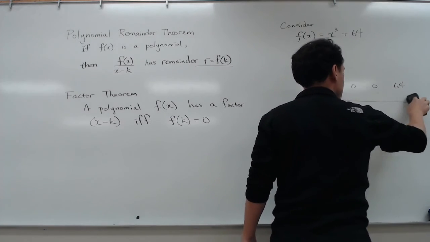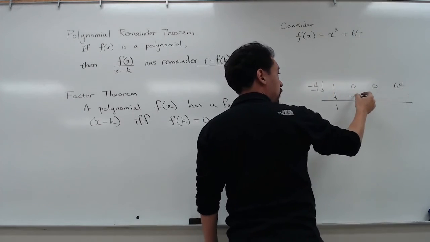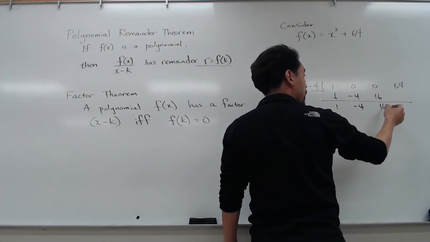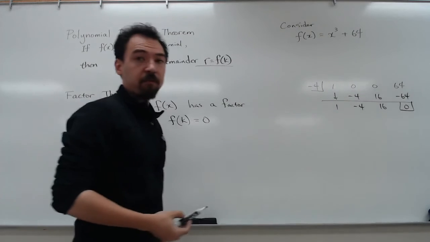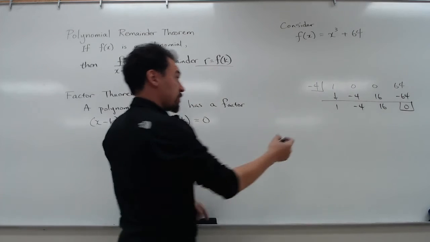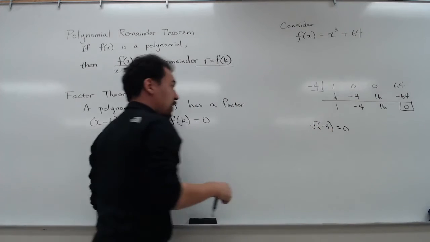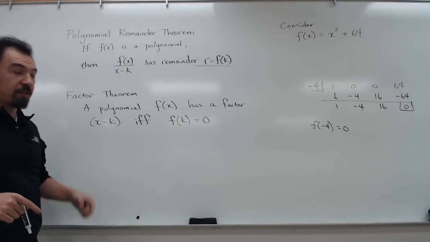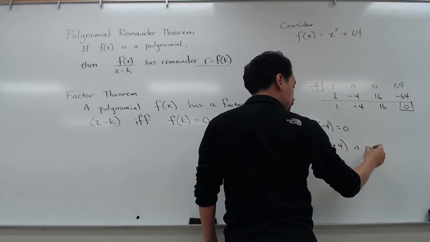Now this time, let's try a number like negative 4. So 1 times negative 4, add them together. Negative 4 times negative 4, 16. Add them together is 16. 16 times negative 4 is negative 64. And oh look, I get a remainder of 0. So my remainder is 0. F of negative 4 is 0. So here's the deal, right? F of negative 4 is equal to 0, which means from here, I can say that x minus negative 4 is a factor. So I can say x plus 4 is a factor.